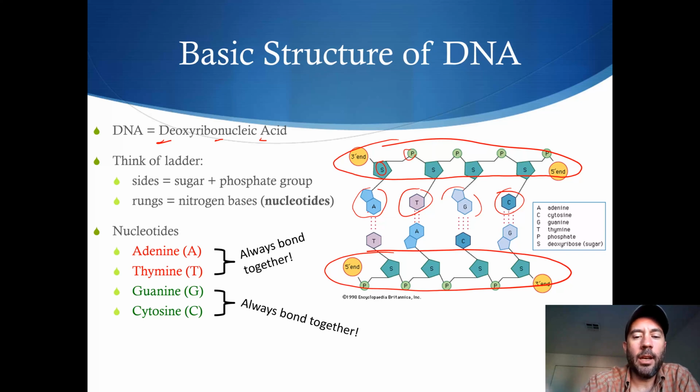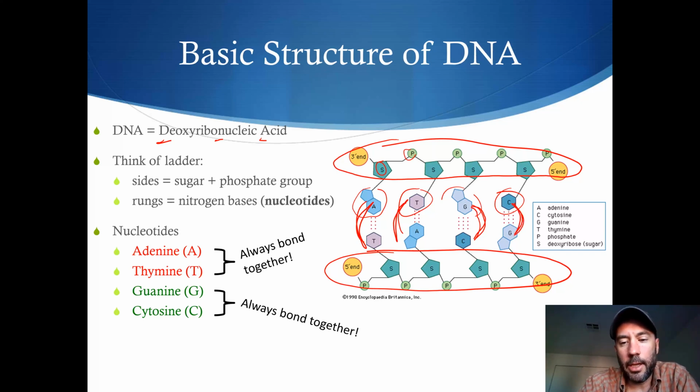Now, A and T always bond together, so you always get these two together. So if you have an A on one side, you have a T on the other. If you have a T on one side, you have an A on the other. And then G and C always bond together. So you get a G on one side, you get a C on the other. If you have a C on one side, you get a G on the other.